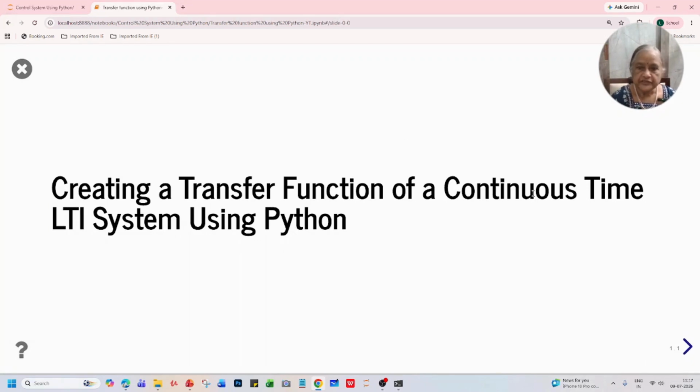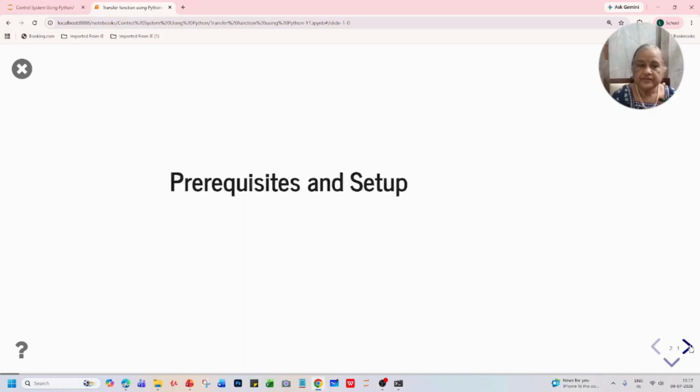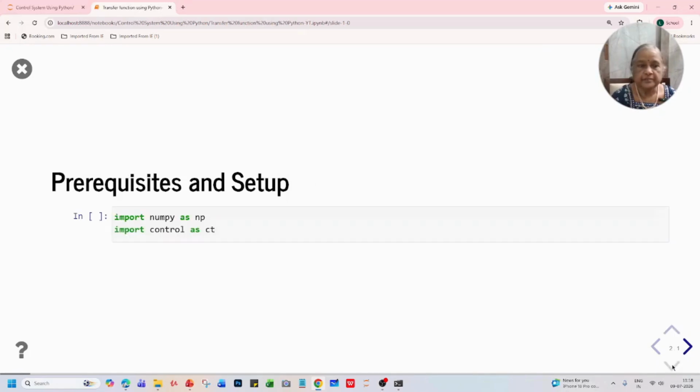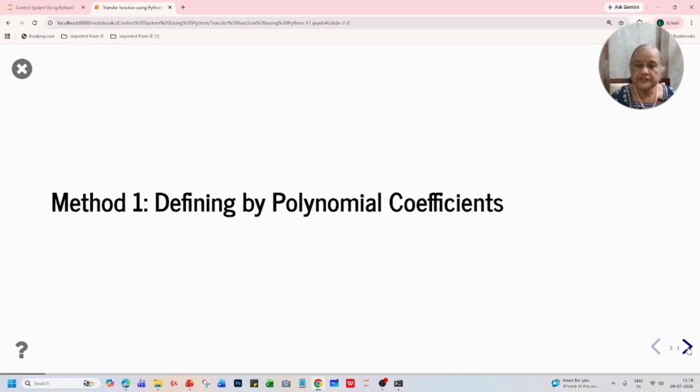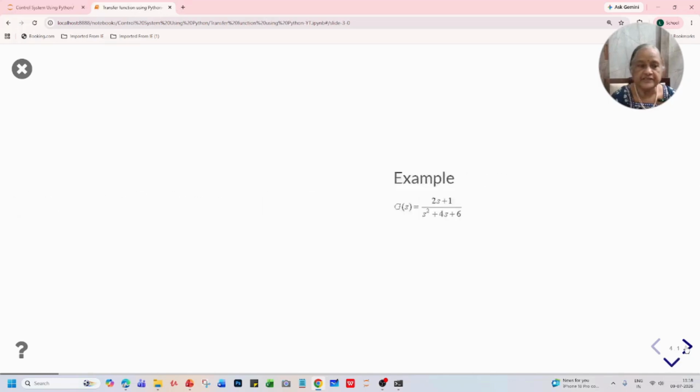So, creating a transfer function of a continuous time LTI system using Python. Prerequisites and setup: before we start creating the transfer function, we need to import the important libraries required for this. The first one is NumPy, which we import as np, and then import control as ct. Let me execute this and see if there is any error. It has passed.